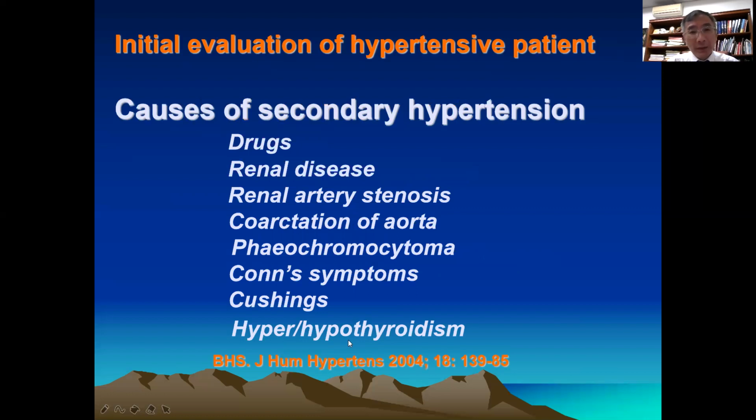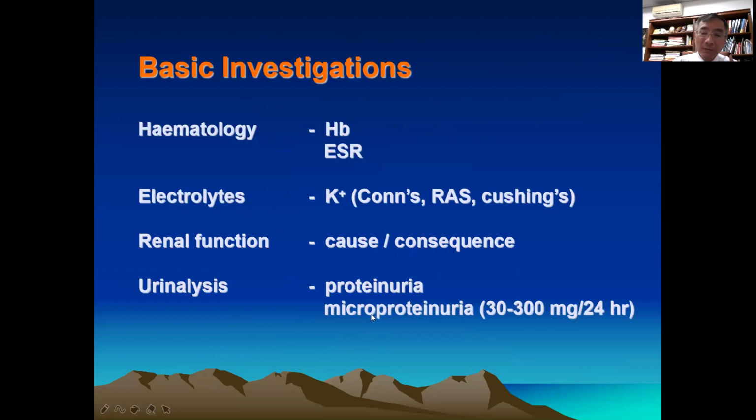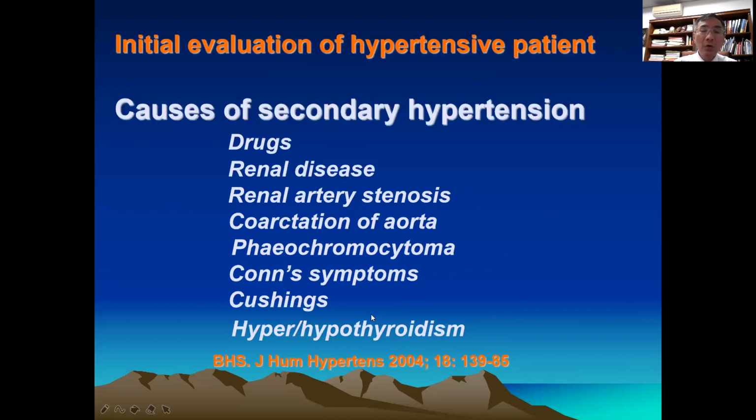Now, in evaluating hypertensive patients, we have to remember the causes of secondary hypertension. And these are the causes that have been mentioned previously: drugs, renal disease, renal artery stenosis, coarctation, pheochromocytoma, Conn's, Cushing's, hyper- and hypothyroidism. All of them can cause secondary hypertension. So, in investigating or evaluating the patient, you must think about and examine these conditions in mind.